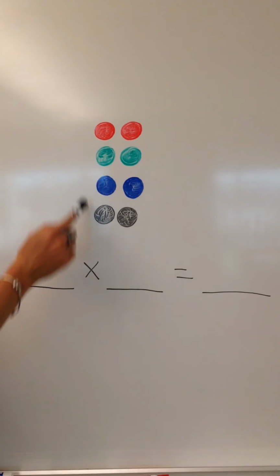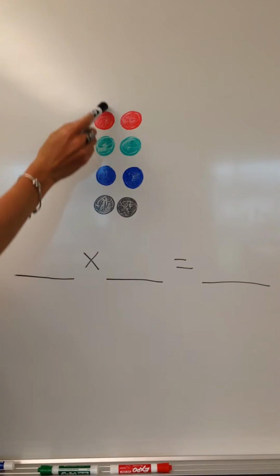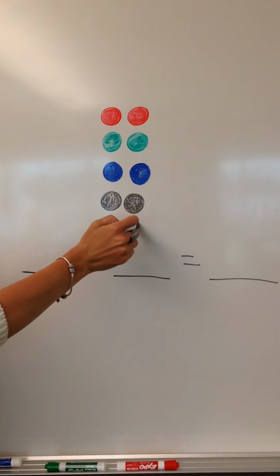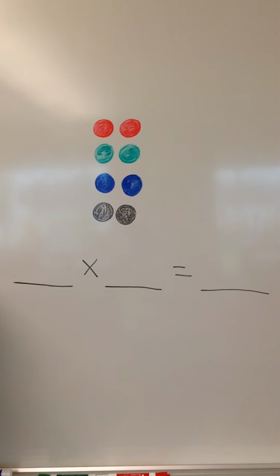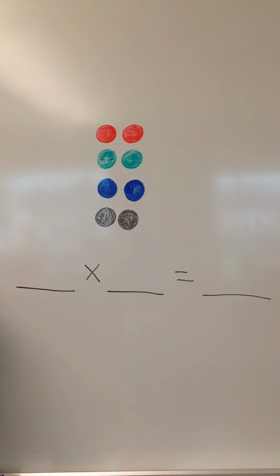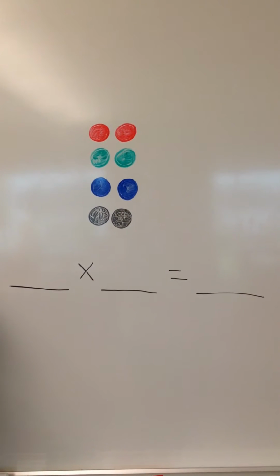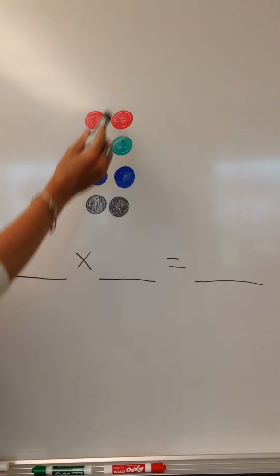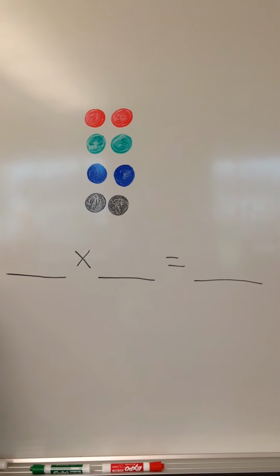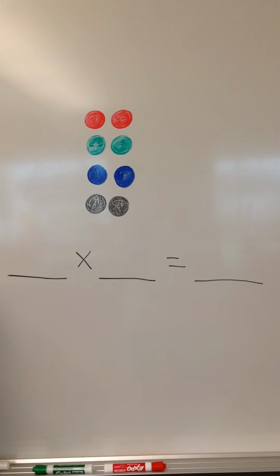Columns go up and down. So this is a column, and this is a column. The number of columns tells us how many objects there are in each group. Since there are 2 columns, 1, 2, we know that there are 2 circles in each group.